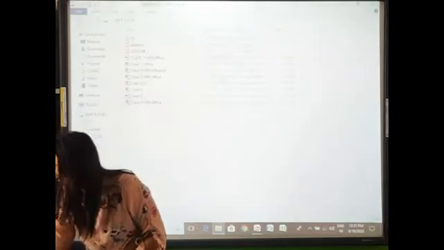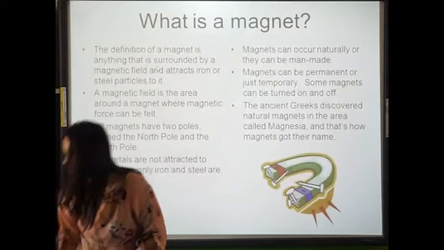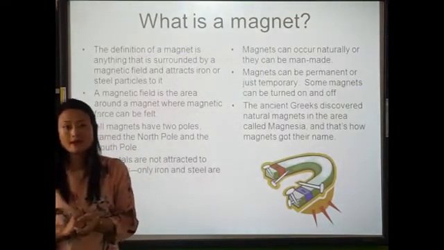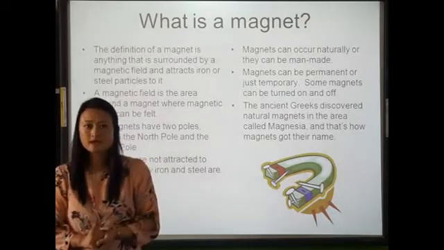So what is your magnetic strength? Sorry, it got disconnected.